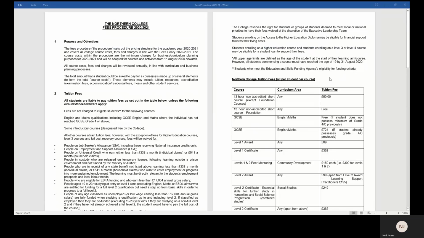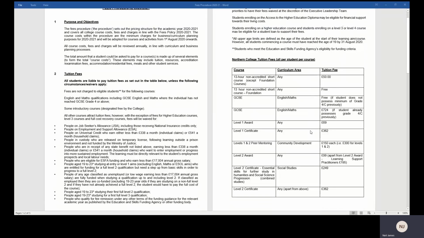Okay, so we just have there where my cursor is, you can see all the different tuition fees. I'll draw your attention to the top one, which is the standard 13-hour non-accredited short course, except for foundation courses, which are still free. We're now going to be charging £50 for them instead of 45. So that represents the 50% of the funding. We previously charged 45, but it really should have been 50. So that's where that stands now.